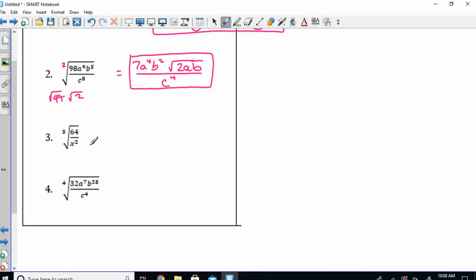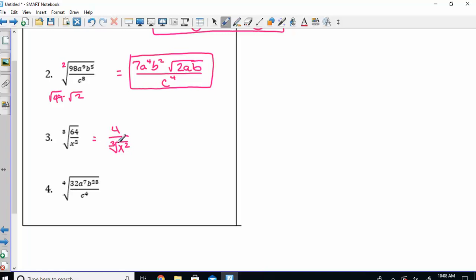C, or number 3. So if you have a fraction, you can do the cube root of the top and the bottom. What is the cube root of 64? So I have 4 over the cube root of x squared. Okay, I've got to get that radical off the denominator.